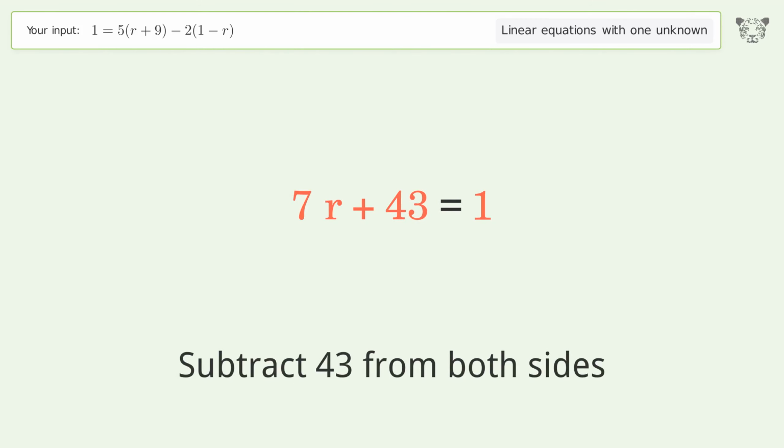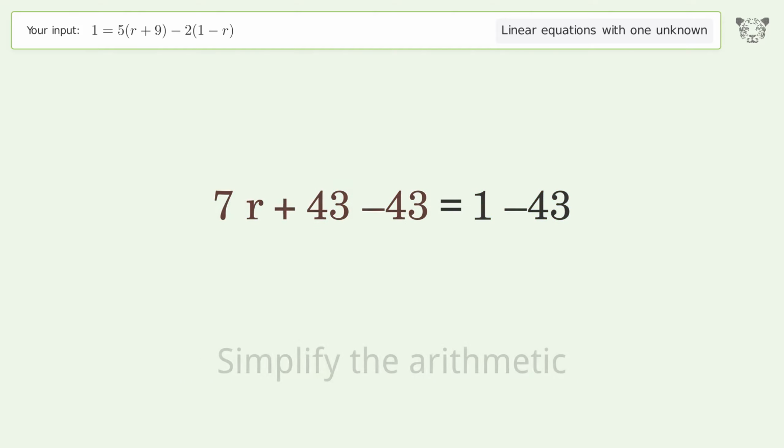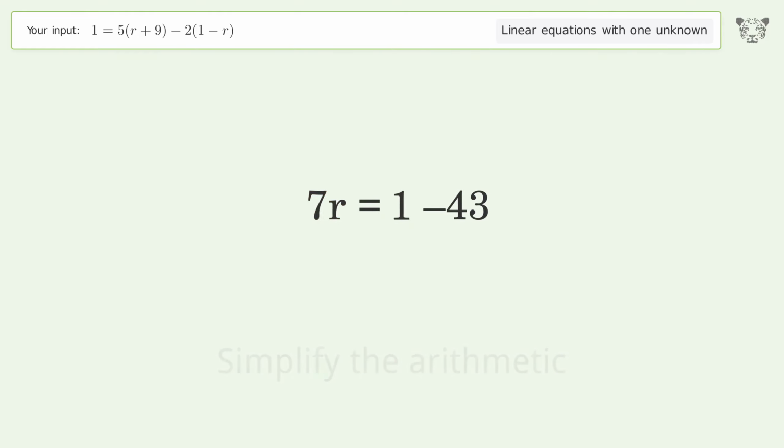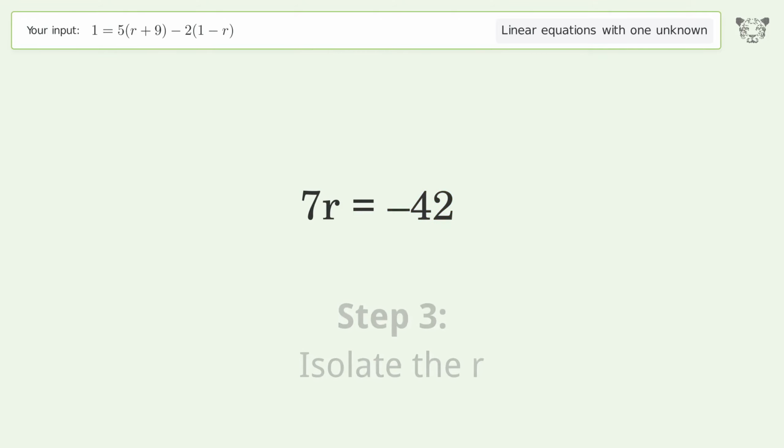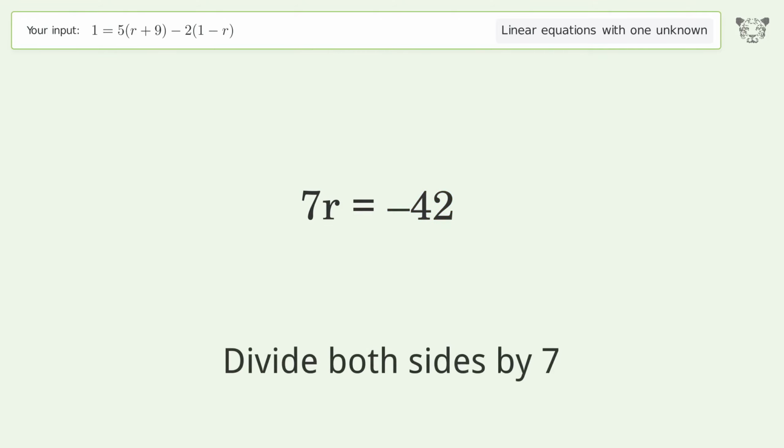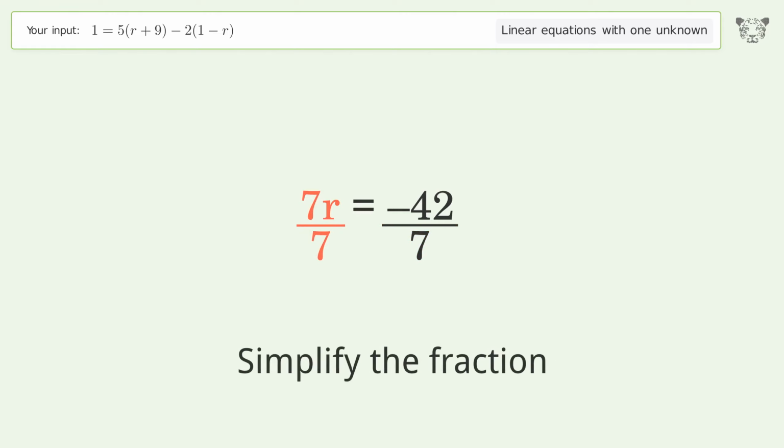Subtract 43 from both sides. Simplify the arithmetic. Isolate the r. Divide both sides by 7. Simplify the fraction.